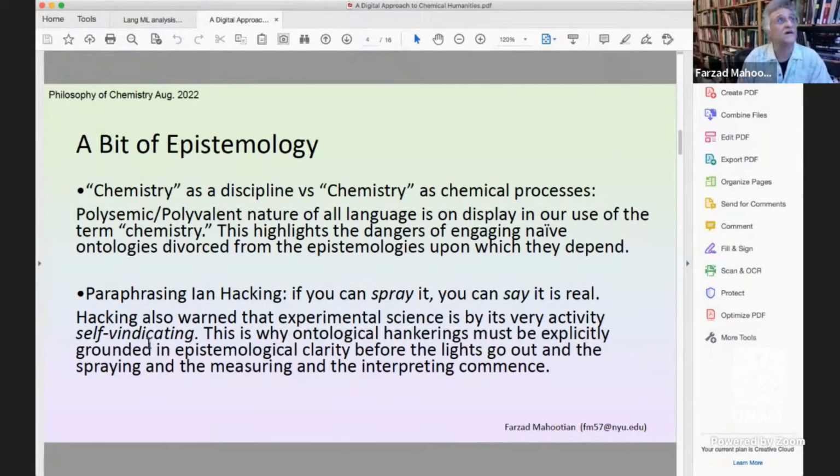And the evolution of experimentation, of instrumentation, which we'll hear about with Chamizo soon, really does in fact continue that effort of self-vindication. So we have to be very clear. When we move on to our ontological hankerings, we have to be explicitly grounded in some level of epistemological clarity before we turn the lights out and start spraying and measuring and interpreting. I think you know what I mean.